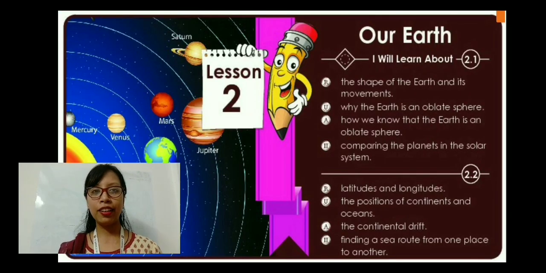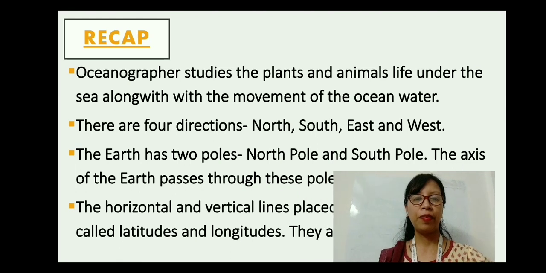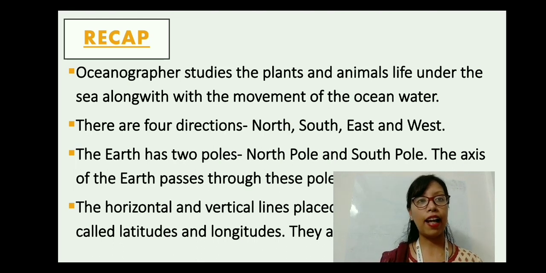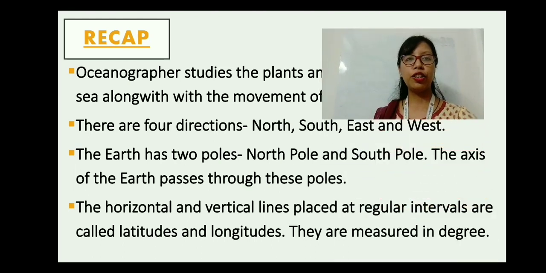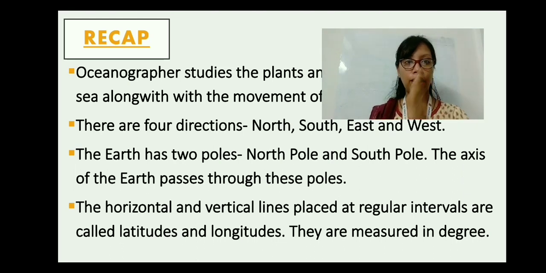So we have been doing lesson 2, our earth, the second part, right? Now let's do a quick recap of our previous class. In our previous class we came to know about the oceanographer. An oceanographer studies the plants and animals' life under the sea along with the movement of the ocean water. Then there are 4 directions: north, south, east and west. The earth has 2 poles, right? North pole and the south pole. The axis of the earth passes through these poles.